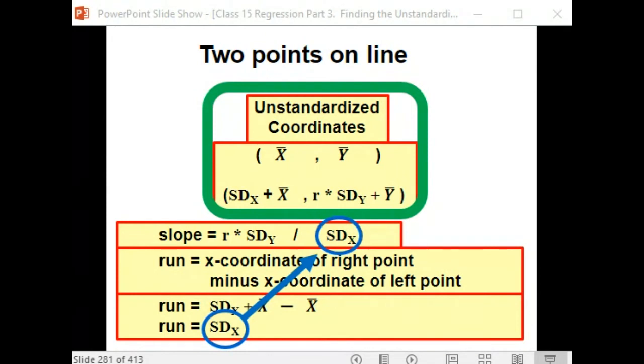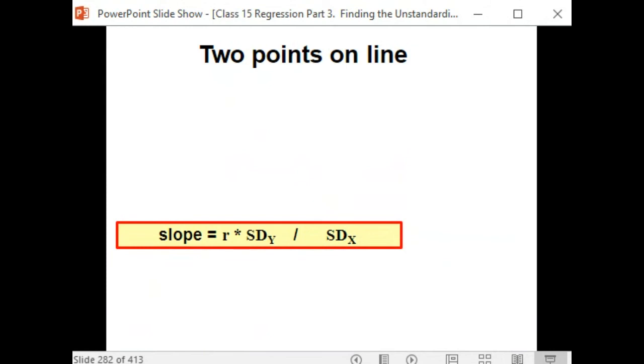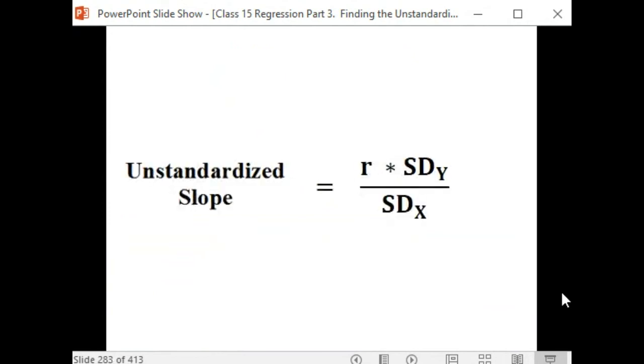So at this point, we know the standardized slope of the regression line. The slope is equal to r times the standard deviation of y divided by the standard deviation of x. And this equation should look very familiar because it's the same equation we learned earlier today for the slope. So we've done it. What we've done is we've just demonstrated mathematically where this equation comes from.